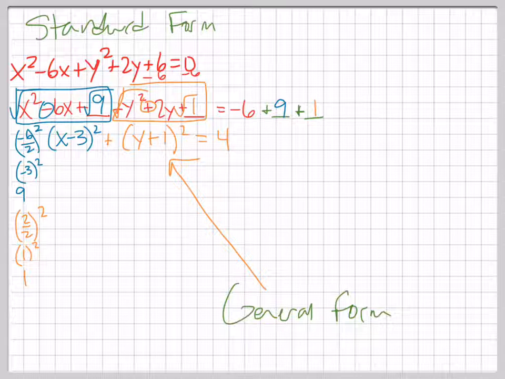So, to go from standard form to general form, you need your knowledge of complete the square to do it. The biggest mistake students make is when you put the number you want on that side, then you have to remember to add it to the other side of the equation. Okay? So that's how you go from standard form to general form of the circle equations.